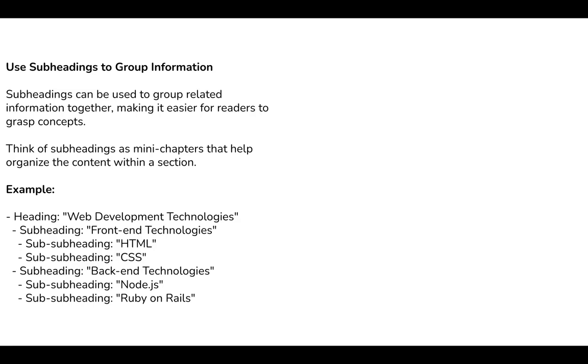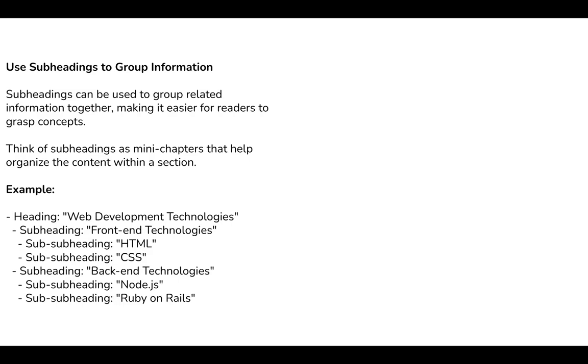So another thing we'll talk about later in the section will be nesting subheadings. A very good example of that is this. The heading would be web development technologies. The subheading will look like front-end technologies, which will be under web development technologies. Under that, you would have HTML, CSS, JavaScript, and others under front-end technologies.